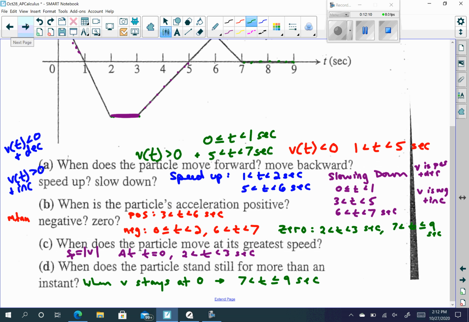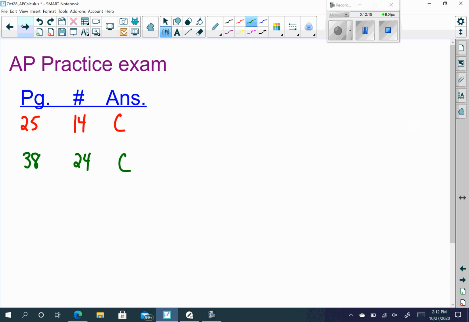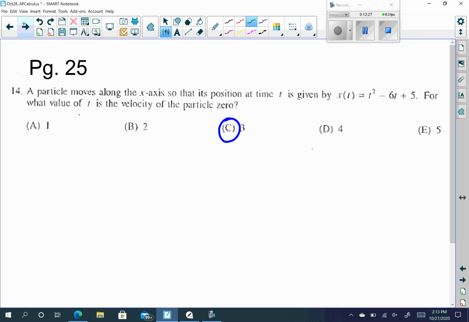All right, so those were the 3 problems from the textbook. Let's take a look at the AP problems. So on pages 25 and 38, both answers were C. If you want to pause the video to go back and try them again, you can, because I'm going to go over these now. But again, pause the video, see if you could redo this if you missed it, and see if you come up with C.